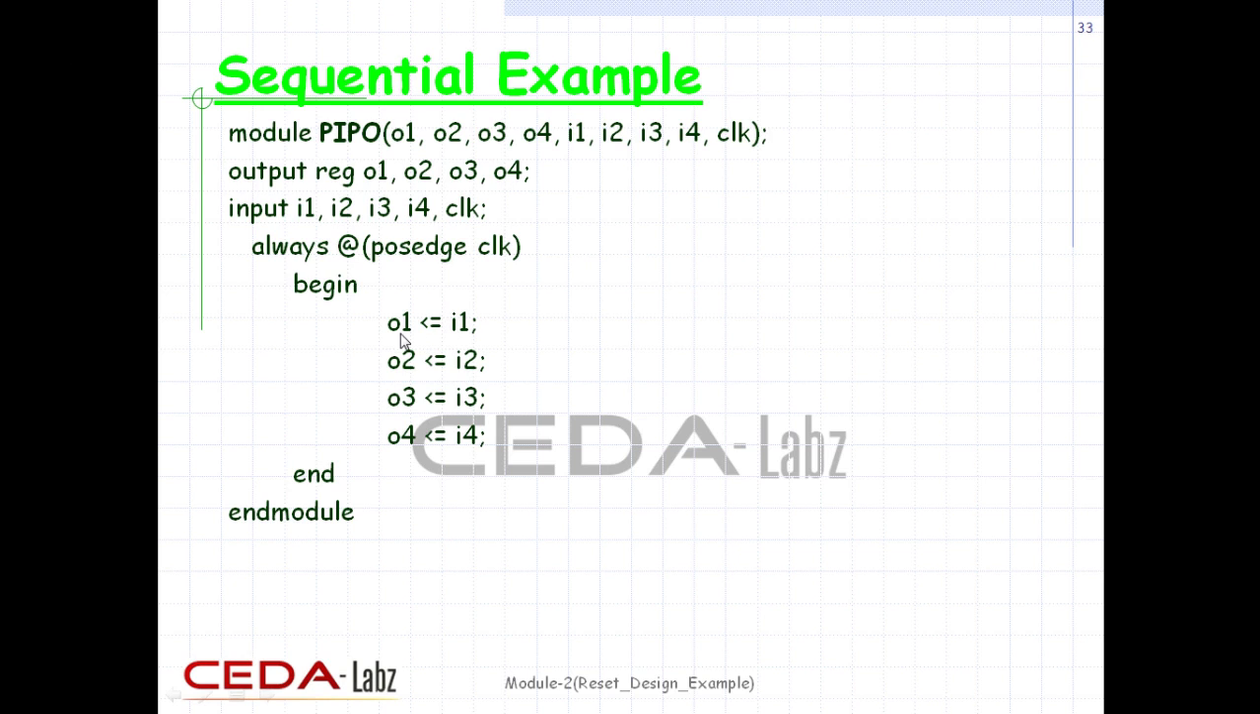So, I1 equals O1, I2 equals O2, I3 equals O3 and I4 equals O4 will give the result of a register. As we are using non-blocking statements, input will be shifted to output simultaneously at each trigger of the clock.